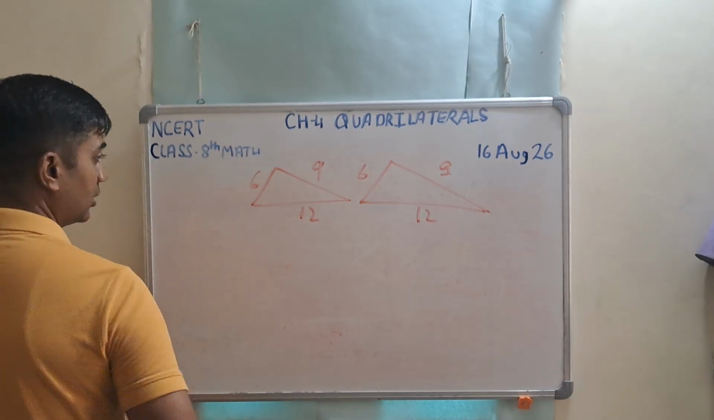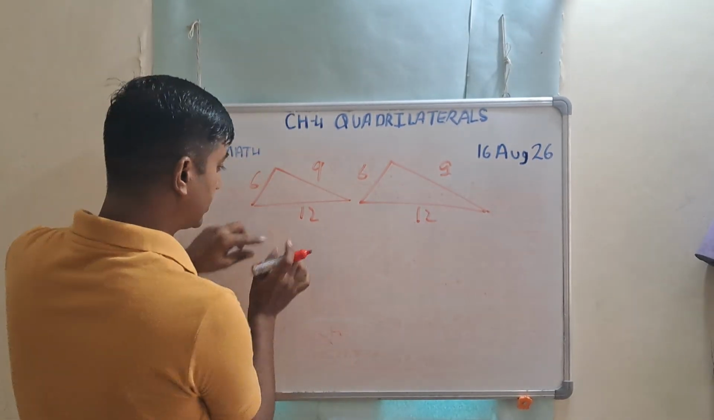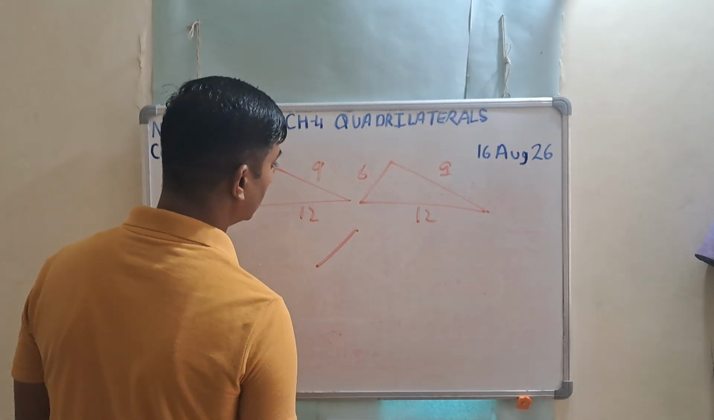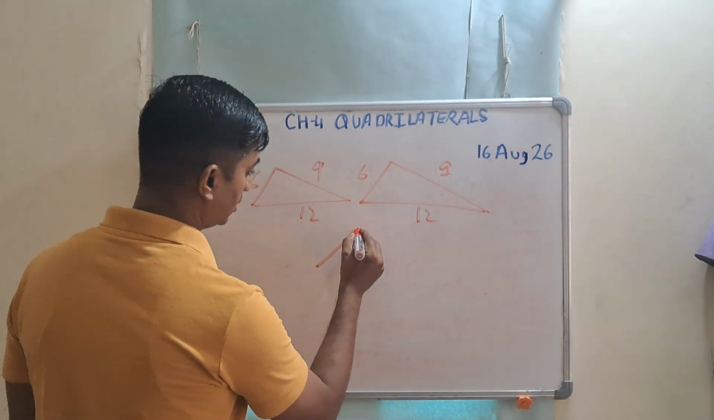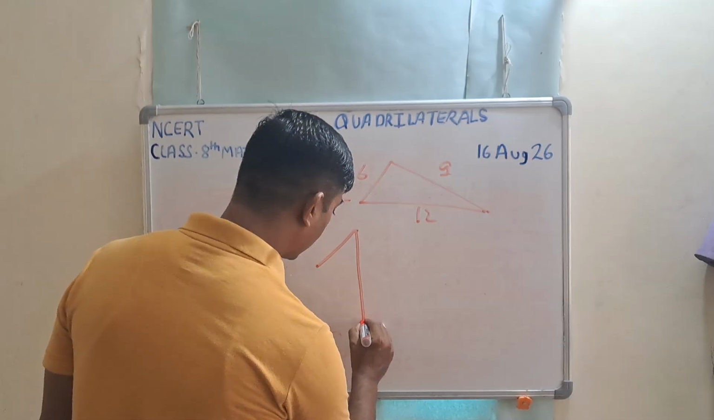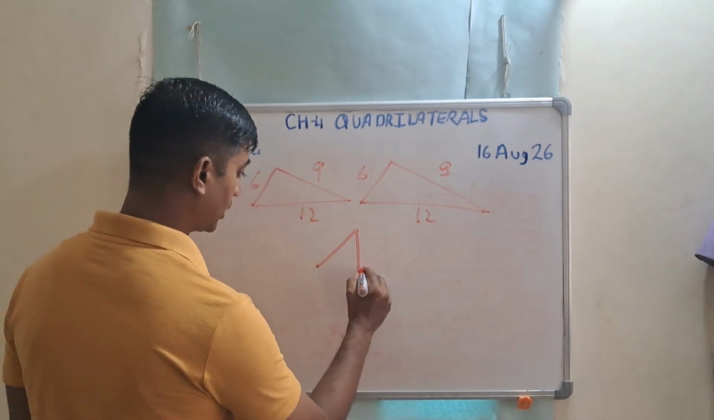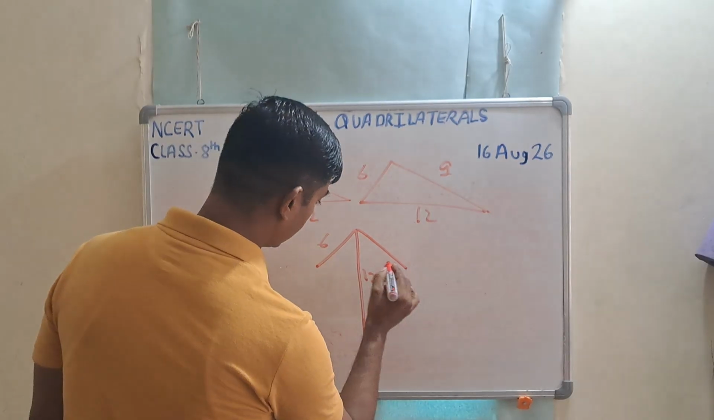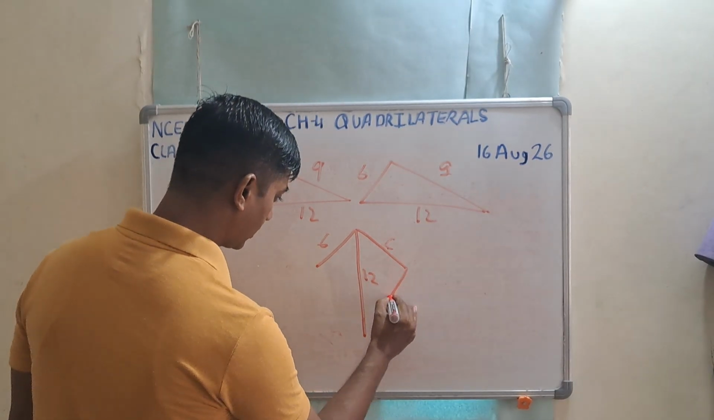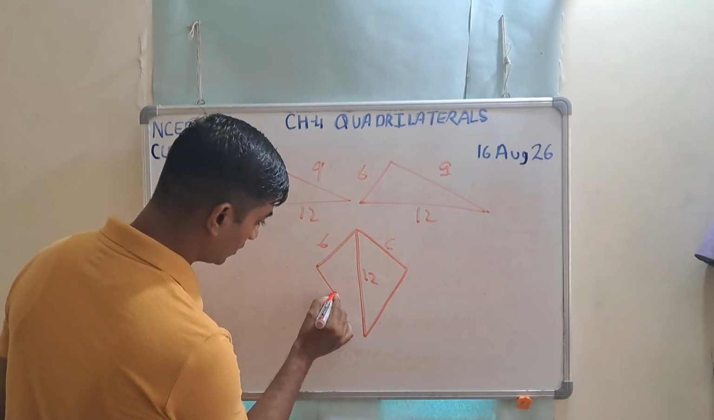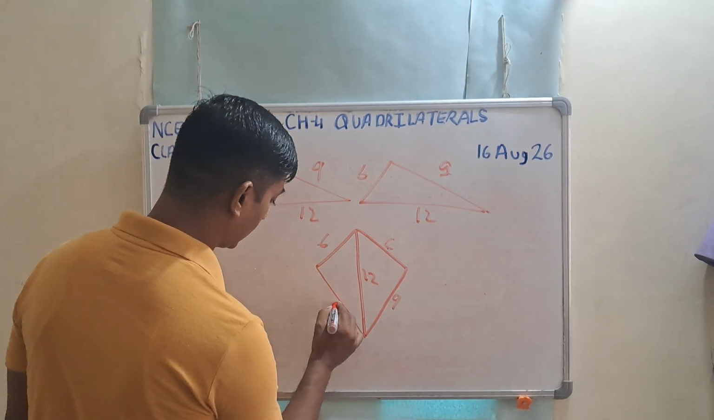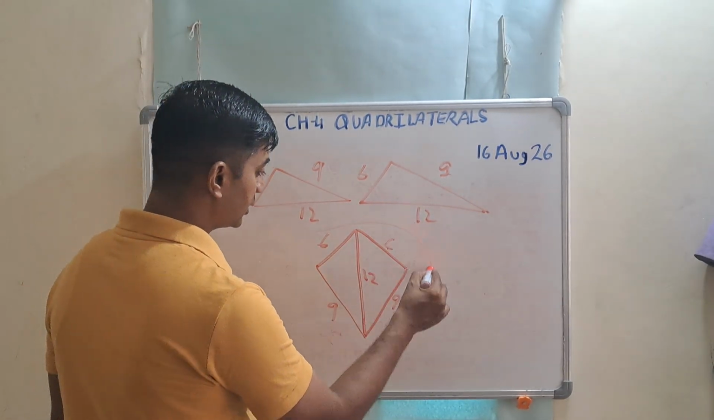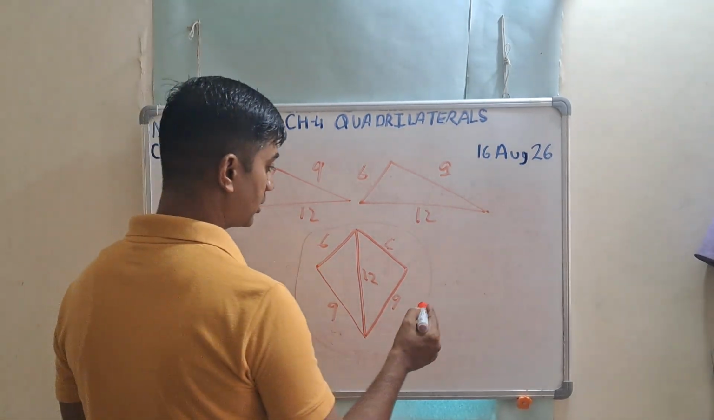Now you have joined this 12 side with this 12 side and you will get a figure like this. This is actually your length 12. Understood? And this is 6, the same way 6, and then you have joined it, this is 9. Understood? So what is this figure about? This figure looks like a kite.